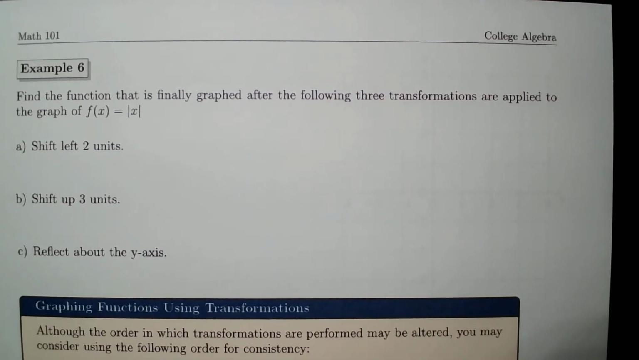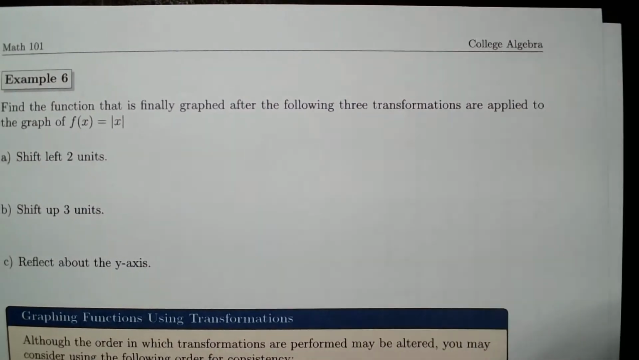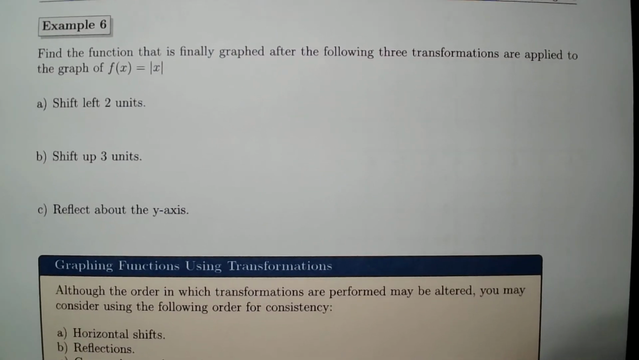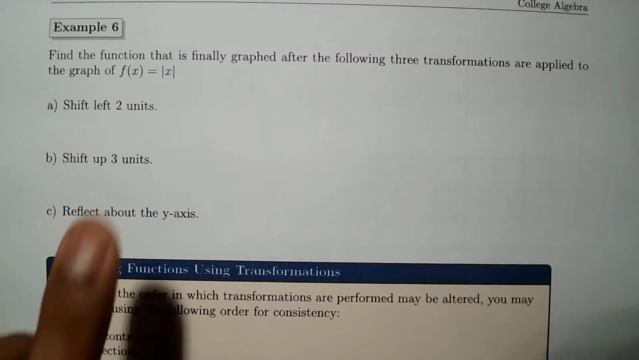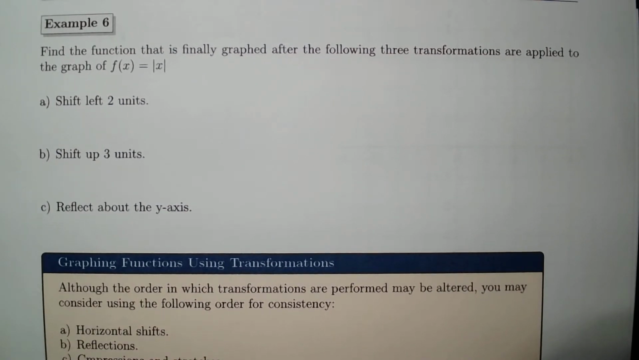So first I will retrieve some files here, and let's see. All right. So we're going to have the following. We're going to start with the graph of a parent function, f of x equals the absolute value of x. What are we going to do? Shift left 2 units.